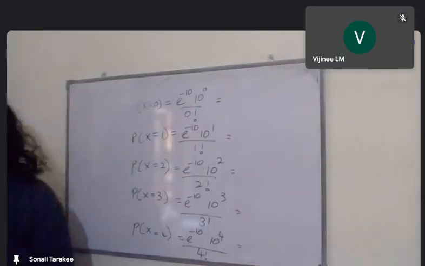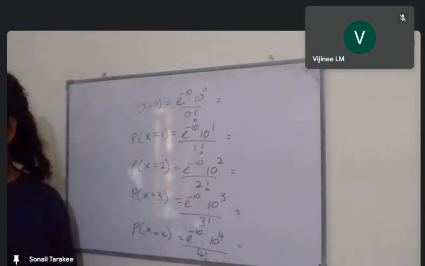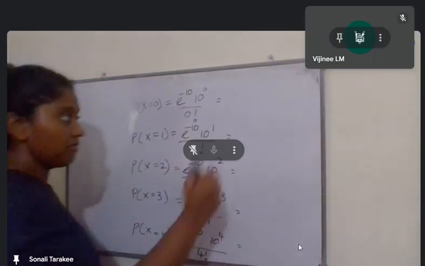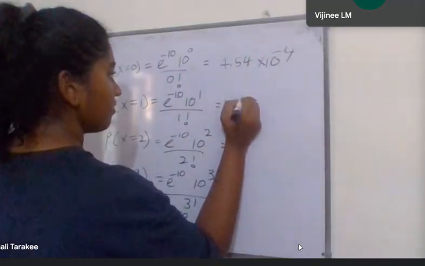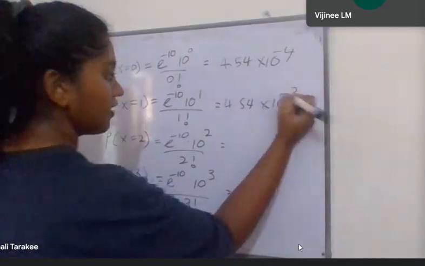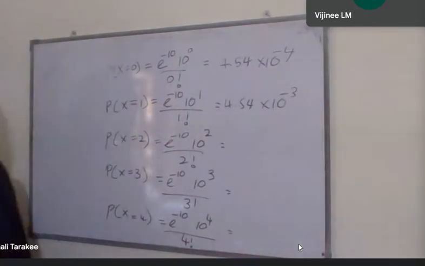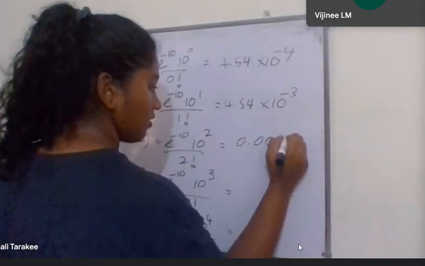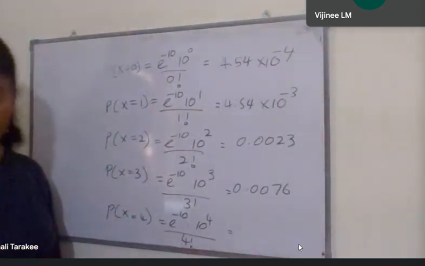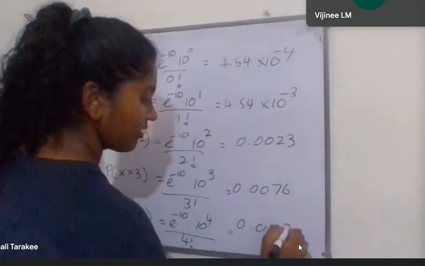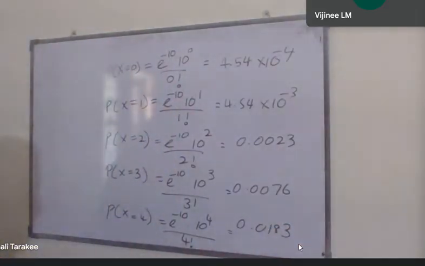The values are 4.5 into 10 to the power minus 4, 0.0023, 0.0076, 0.0183. Just check whether these answers are correct, okay? These answers I got myself, but they can be wrong, okay?